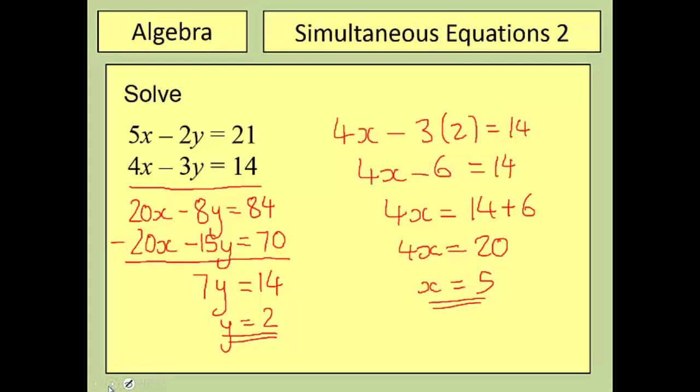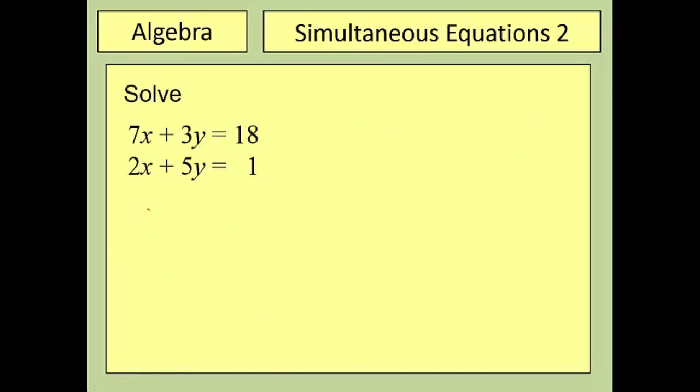Okay, so let's go on to the last question. And in this one again, I'm going to have to multiply both equations. I'm going to multiply the first equation by 2 to get 14x, and the second equation by 7 to get 14x again. So let's multiply the first one by 2. 14x plus 6y, and 2 times 18 is 36, and the second one by 7. So 14x plus 35y equals 7.